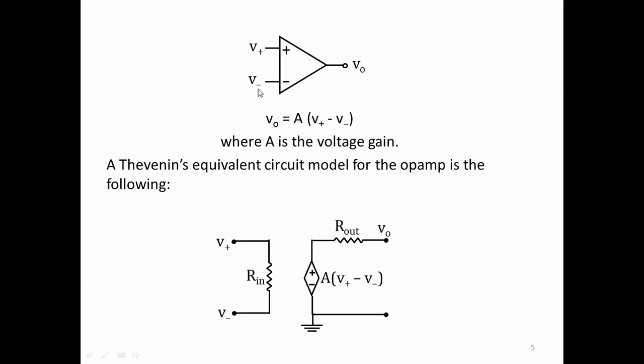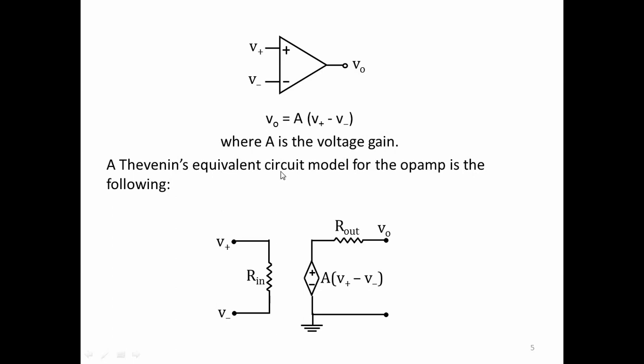The inputs applied to the positive and negative terminals, I will call V plus and V minus most of the time. And so the op-amp has the output equal to the voltage gain A times V plus minus V minus. So this defines the primary characteristic of the op-amp. The output is an amplified version of the difference between the two inputs.